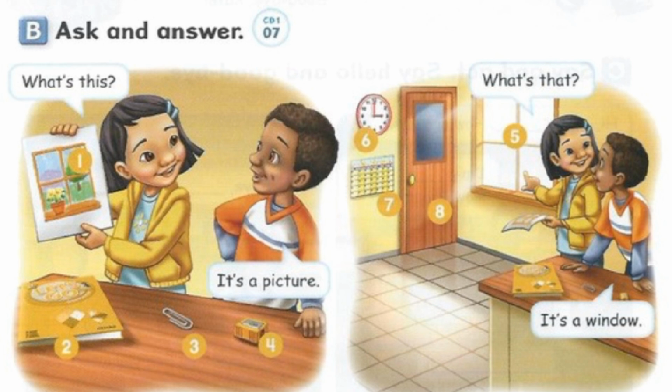Number 5. What's that? It's a window. Number 6. What's that? It's a clock. Number 7. What's that? It's a calendar. Number 8. What's that? It's a door.